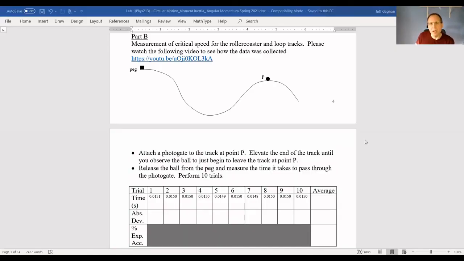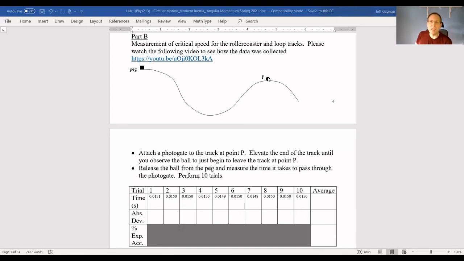Okay, so next part B, this is the roller coaster track and the loop track part. Again, I recorded a short video showing how I collected the data. So you want to make sure you watch that video. That's really important to watch. Basically the ball starts at the peg here. It's going to roll down, and I have it set up so it's just ready to leave the surface right at point P. And I have a photo gate set up there. So there's a photo gate right at point P.